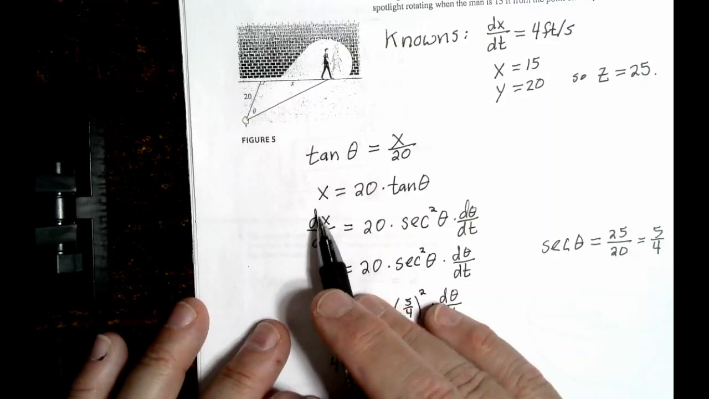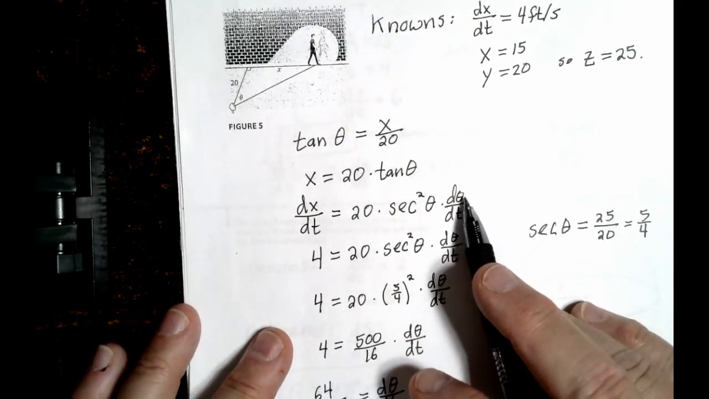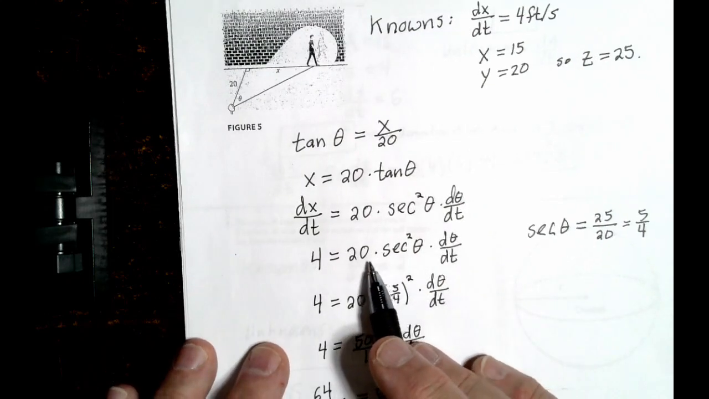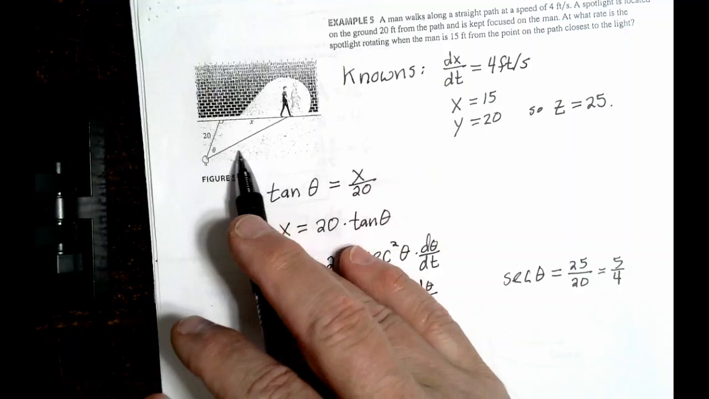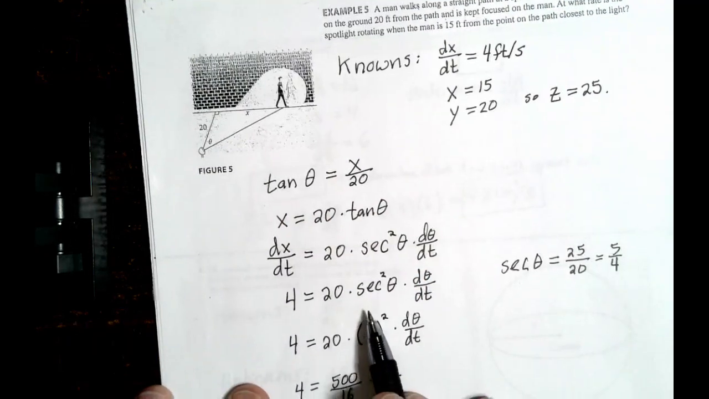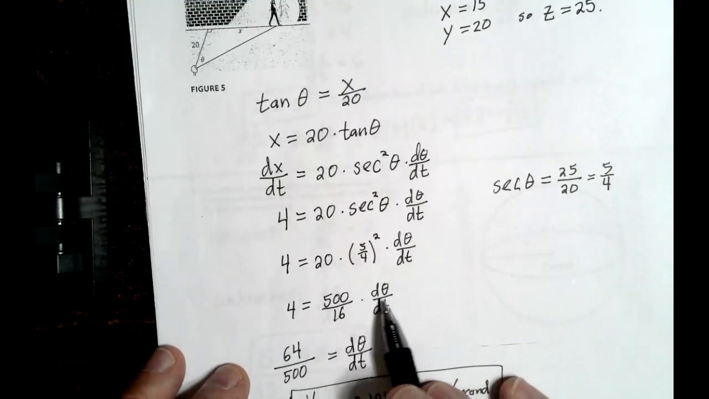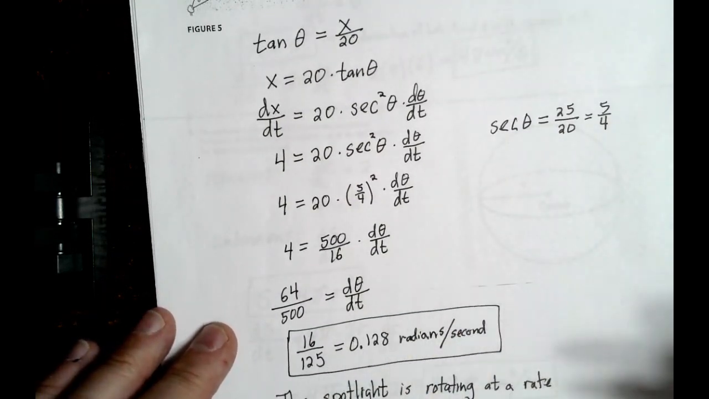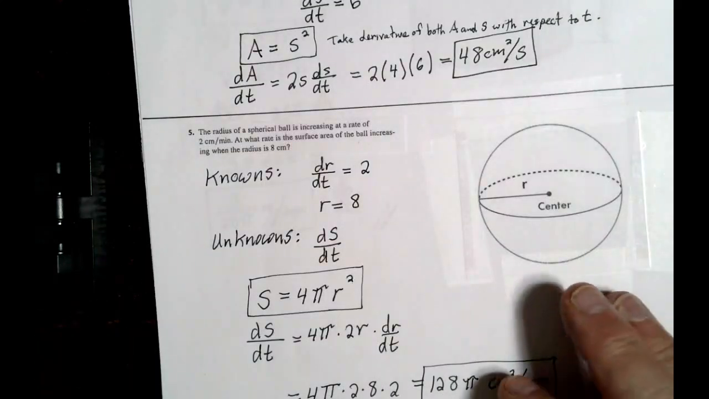Now take the derivative, you get x prime equals 20 secant squared theta times theta prime. Okay, and now you can figure out what secant is by looking at your equation here, and you know it's 25 over 20, or 5 over 4. So you plug that into your equation, multiply it out, and solve for theta prime, and you get your answer there, and that's how fast the spotlight is rotating.